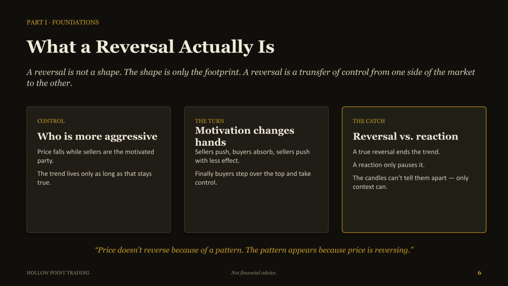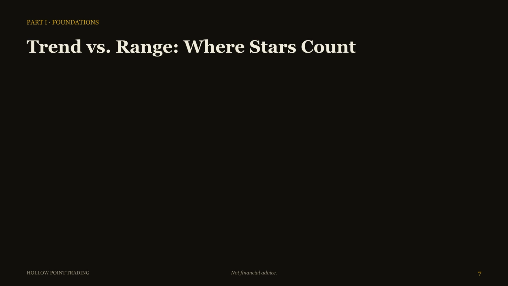A reversal is not a shape, it's a transfer of control. This involves understanding who is more aggressive and how motivation changes hands. The key is distinguishing a true reversal, which ends a trend, from a temporary reaction, a difference only context can reveal. A reversal needs a trend to reverse.